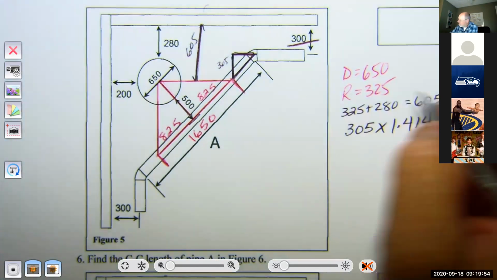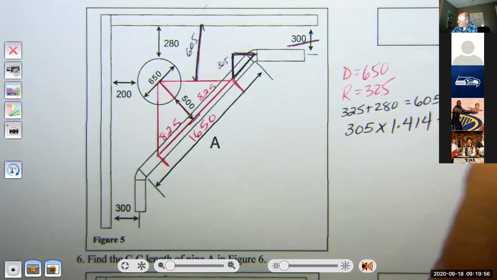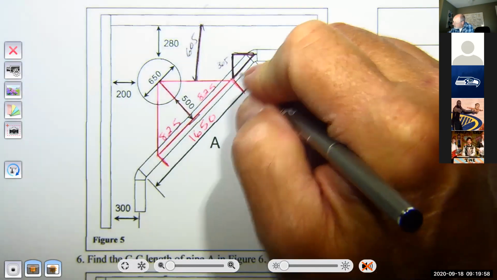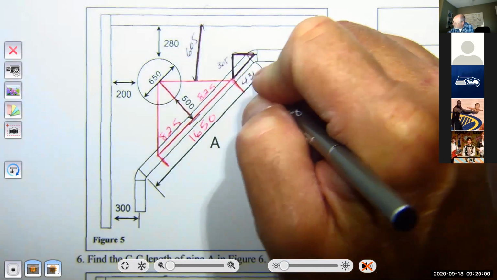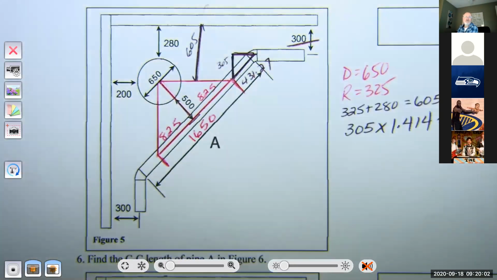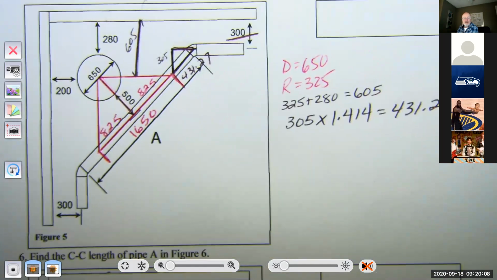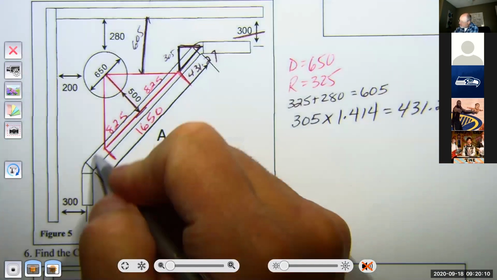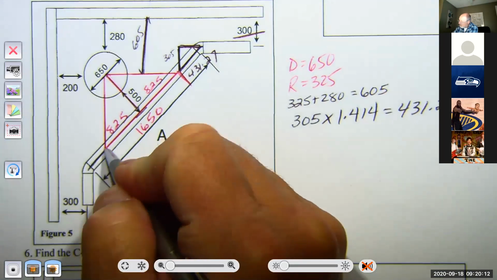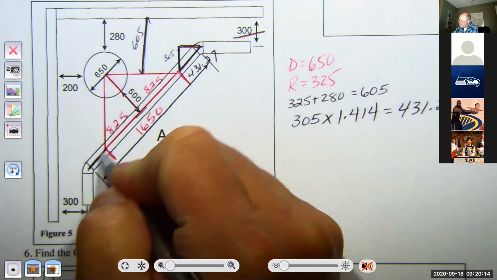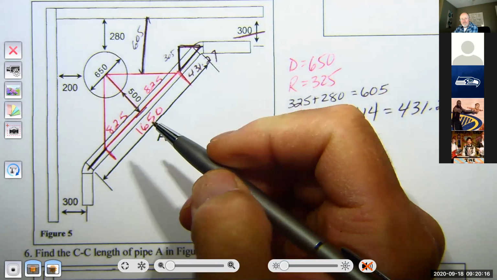And that's 431.27. So this is 431.27. Now, the next step is to solve for this piece right here. And this is another travel that I'm going to solve for.